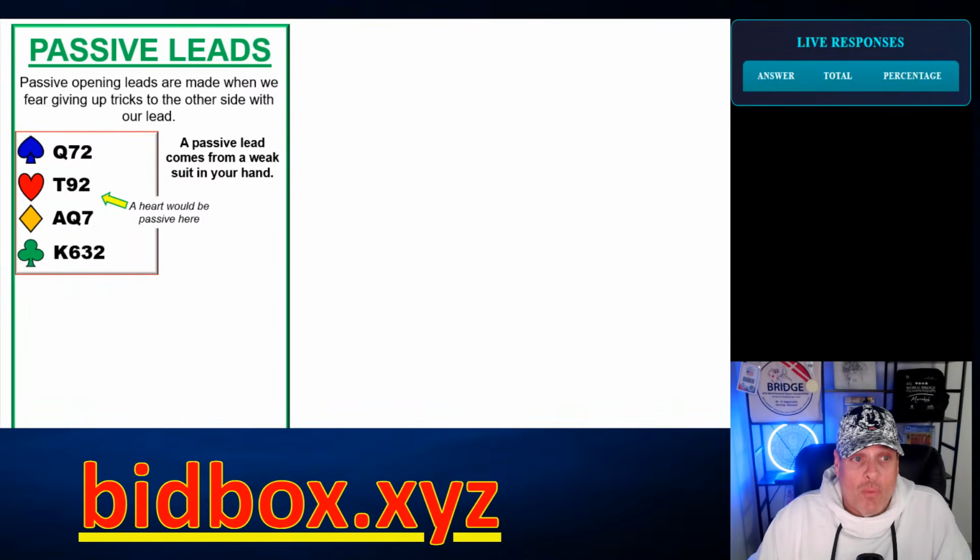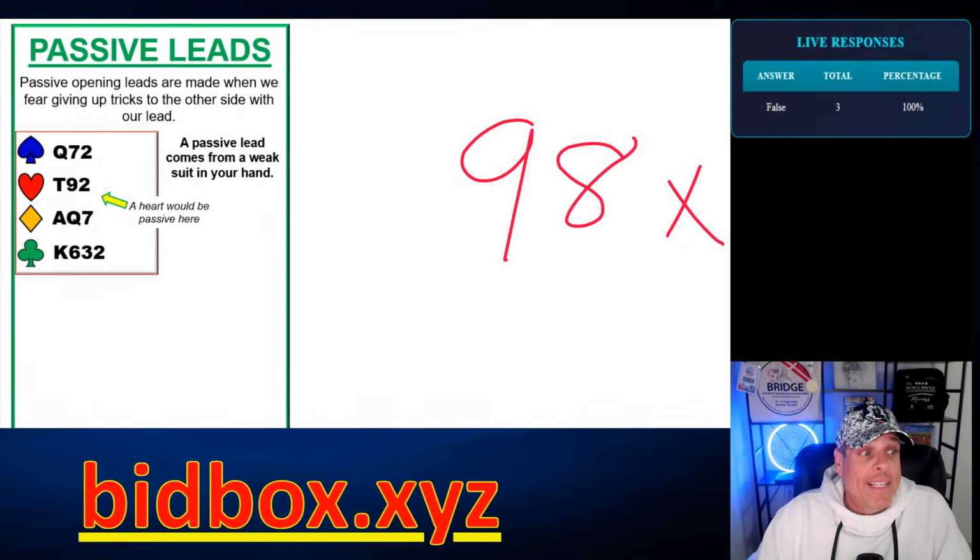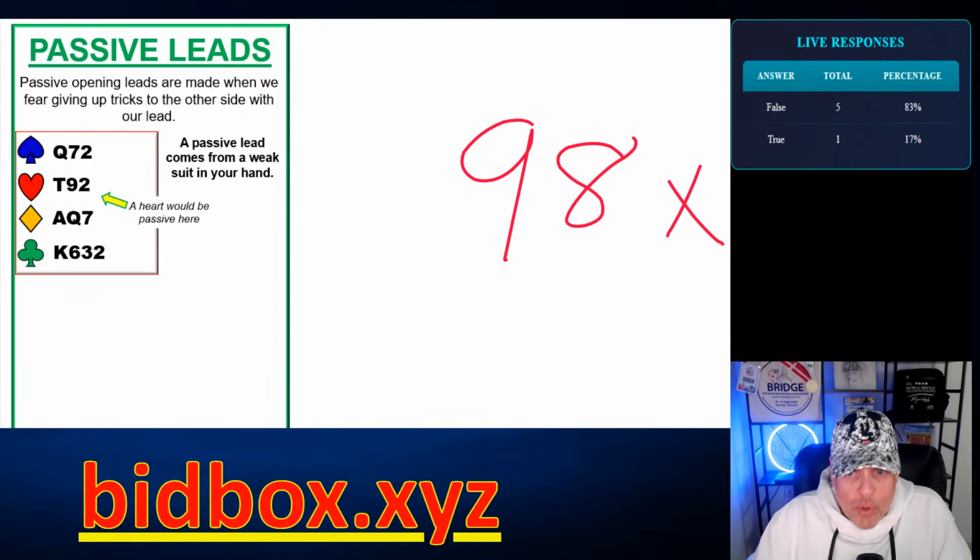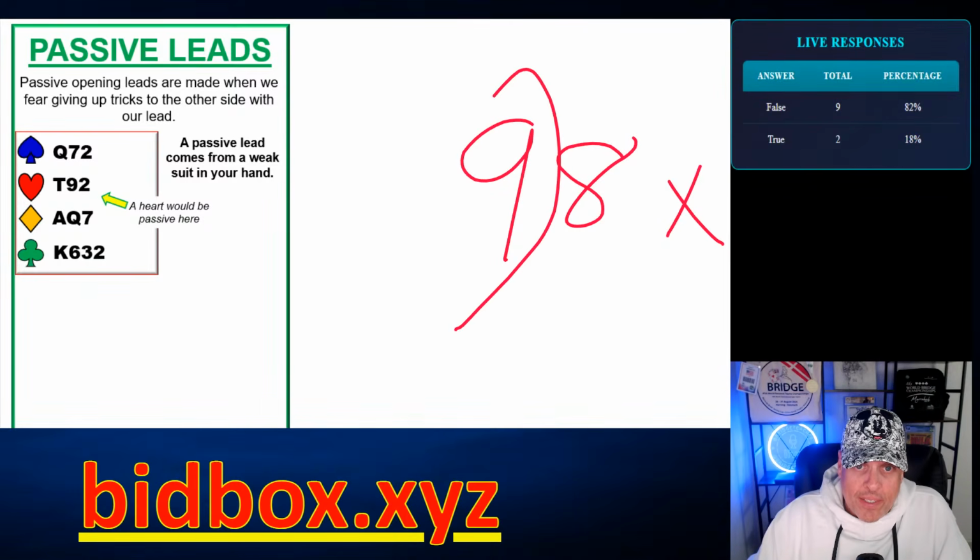True or false? When we lead 9 from 9, 8, is that top of a sequence? True, that's top of a sequence. False, it is not top of a sequence. Is this top of a sequence? Or if you want to solve this, what is another way we say top of a sequence? I like what I'm seeing, leaving the false answers up there.